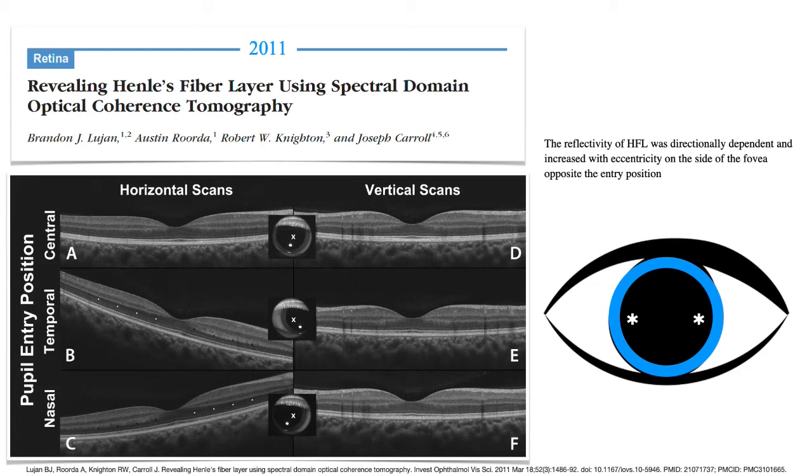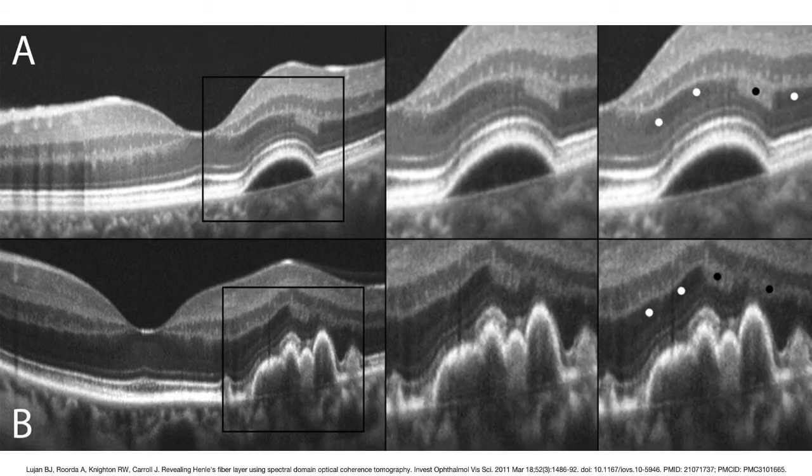And this is because of the difference in position of the Henle fiber layer relative to the incident light from the OCT source. So the Henle fiber layer looks hyperreflective, and when talking about the outer plexiform layer, it's important to distinguish when it is the outer plexiform layer and when, on the other side, we are talking about the Henle fiber layer.